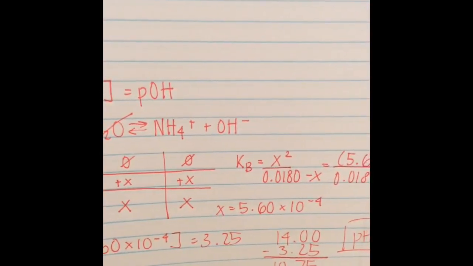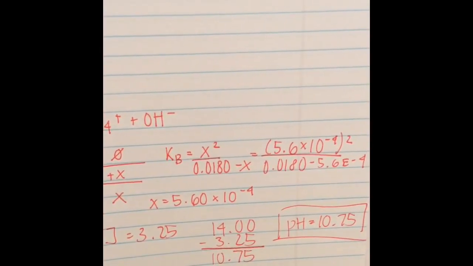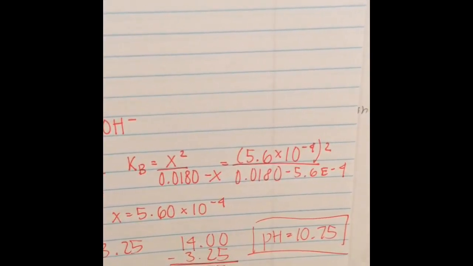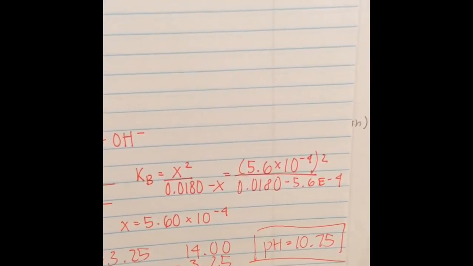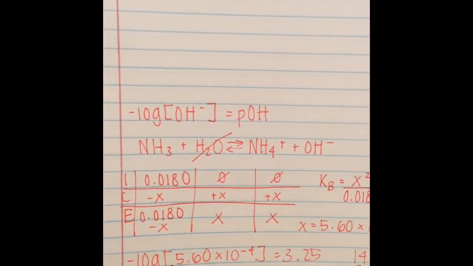That's only your pOH, so you must subtract it from 14 to get 10.75, and pH equals 10.75. And you know this is correct because for a basic solution, the pH must be greater than 7. So 10.75 matches up with a basic solution.